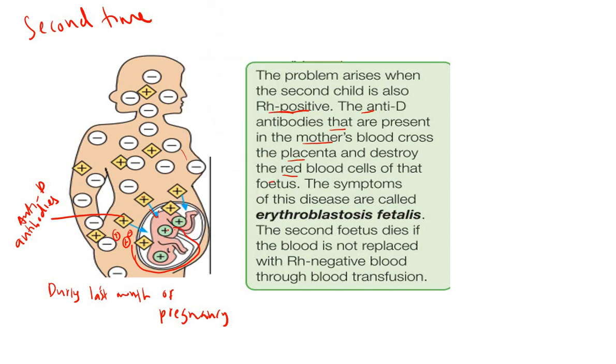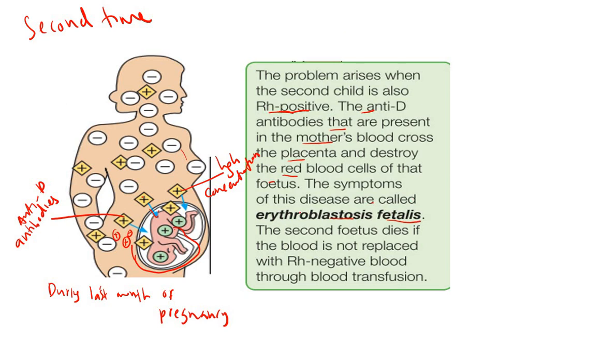Now the process will become faster compared to the first one, because the antibody is already inside the mother, and the antibody is in high concentration. Because it is already in the mother and maybe it has become more and more. So with this high concentration, it will destroy the red blood cells of the fetus, and the symptoms of this disease are called erythroblastosis fetalis.